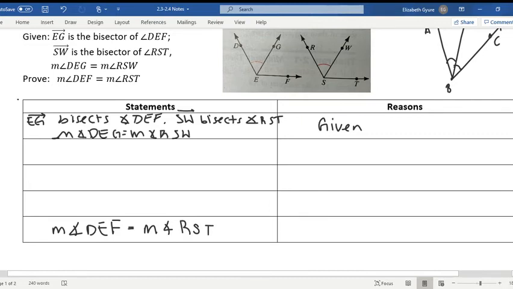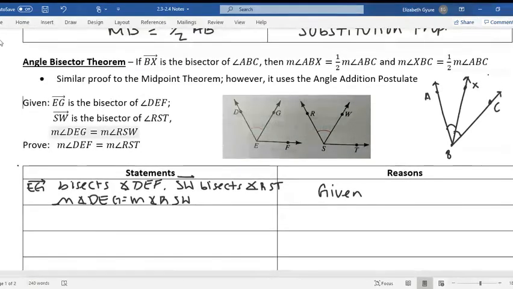So first thing here, we're told we have an angle bisector, and we have a definition of an angle bisector, which says if there is an angle bisector, then there's two congruent angles. But now we also have an angle bisector theorem, which says if a ray is the bisector of an angle, then the measure of angle ABX is half of the whole, and the measure of angle XBC is also half of the whole. So we're actually going to apply this theorem here.